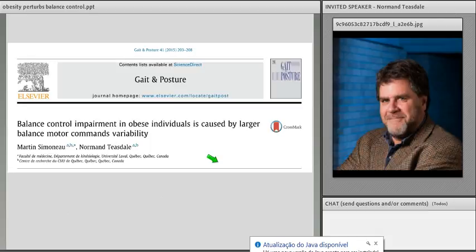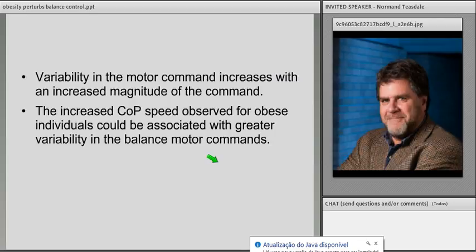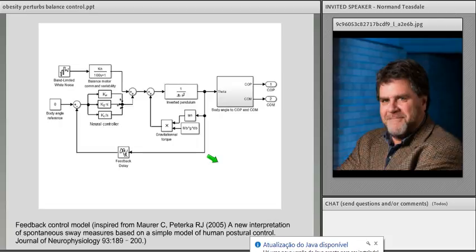Basically, the first one, which is about the balance motor command variability, is a modeling study. I'll go fast, but basically what this study is all about is we know that variability in the motor command increases with an increased magnitude of the command. So it could be that the increased COP speed for obese individuals is actually associated with greater variability in the balance motor commands. So to look at this, we use a feedback control model inspired from the work of Christophe Maurer and Bob Peterka. It's mostly my colleague Martin Simoneau who did this work.